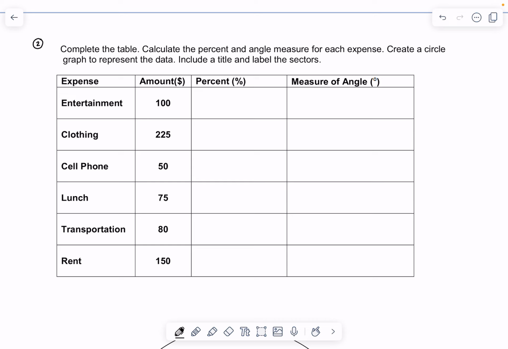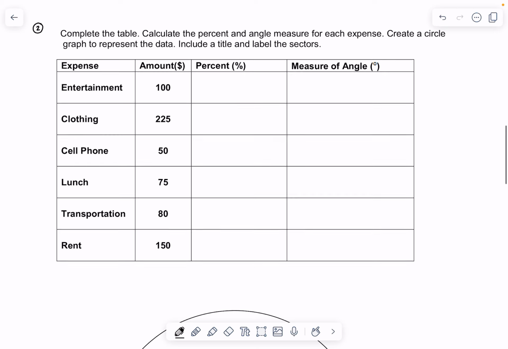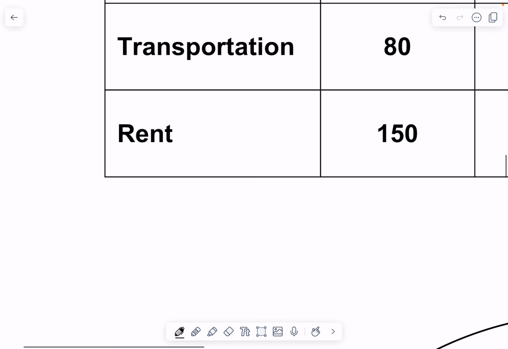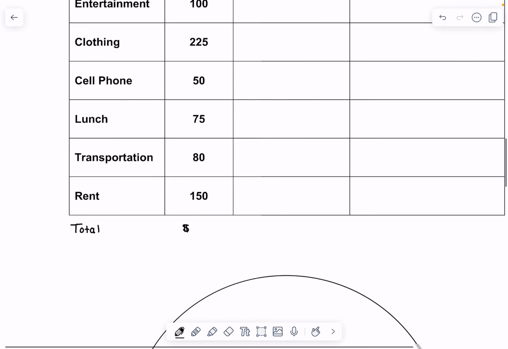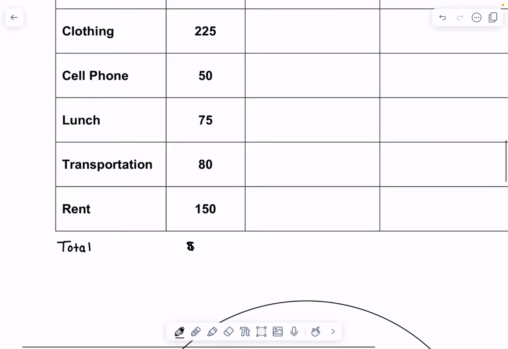Now, I'm going to freehand it. I'm just going to warn you right away, if you use a protractor, it probably won't be exact. But again, we're just going to ballpark it roughly to the percentage. First and foremost, in order to find what percent entertainment is to the total, we need the total value. So I'm going to add a total down here, and our total is just taking all of the expenses and adding them up. So 100 plus 225 plus 50 and so on.